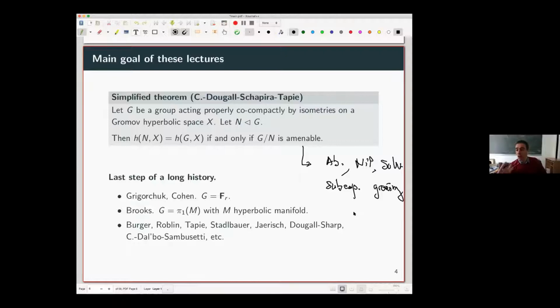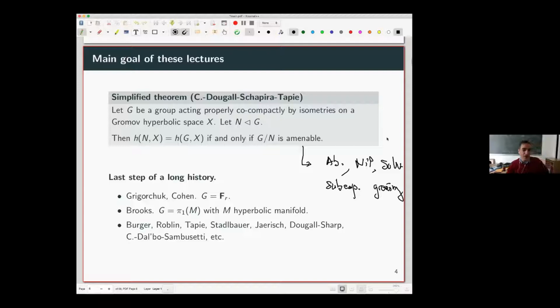One way you can think of amenable, the way I will think in this lecture, is a kind of small group. And then the philosophy of the statement is, if your normal subgroup N is as large as possible, and here by large, I measure the size with the exponential growth rate, so if it has the maximal possible exponential growth rate, then the quotient has to be small, in the sense that the quotient has to be amenable.